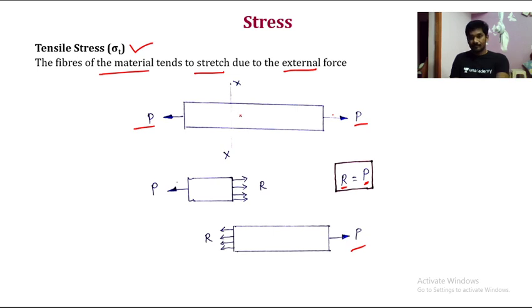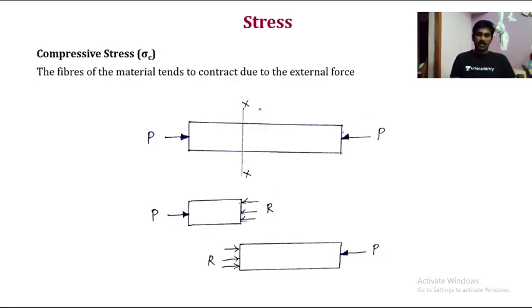Next is compressive stress. Take a component very similar to the tensile case, where the load is applied along the longitudinal axis towards the component. In this case the resistance will be opposite to the applied load direction. Due to this load, the fibers in the material tend to contract, so it creates a compressive stress, represented as sigma C.